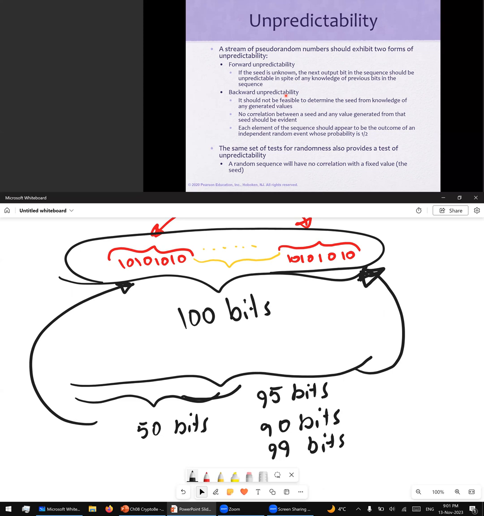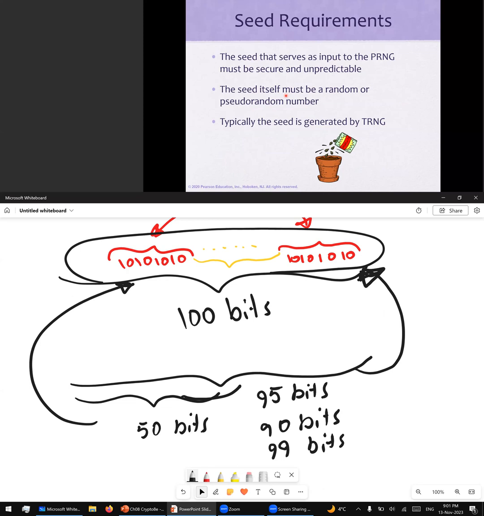Now, the other thing that we had for a pseudo-random number generator was seed requirement, or the characteristics of the seed. The seed is the part that we keep secret, right? We do not let it leak outside of the algorithm. It should be kept between the sender and the receiver. And like I said, it must be secure and it must be unpredictable. So it can't be something like, oh, I'm going to give the seed just a string of zeros. No, that's not a good idea. Or a string of ones. No, you want the seed itself to be random.